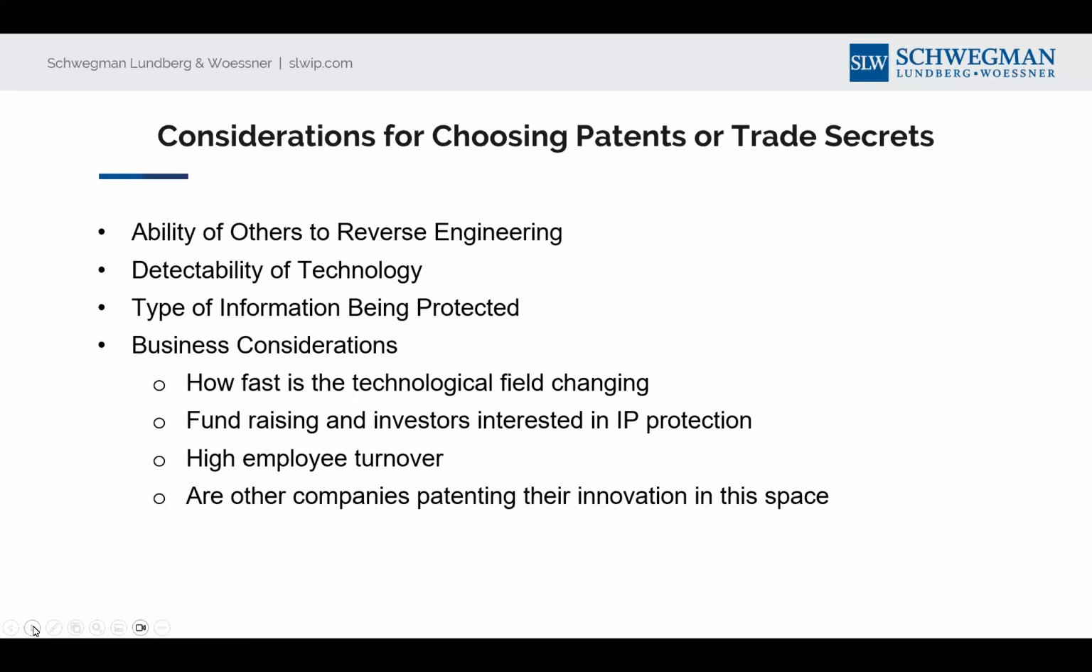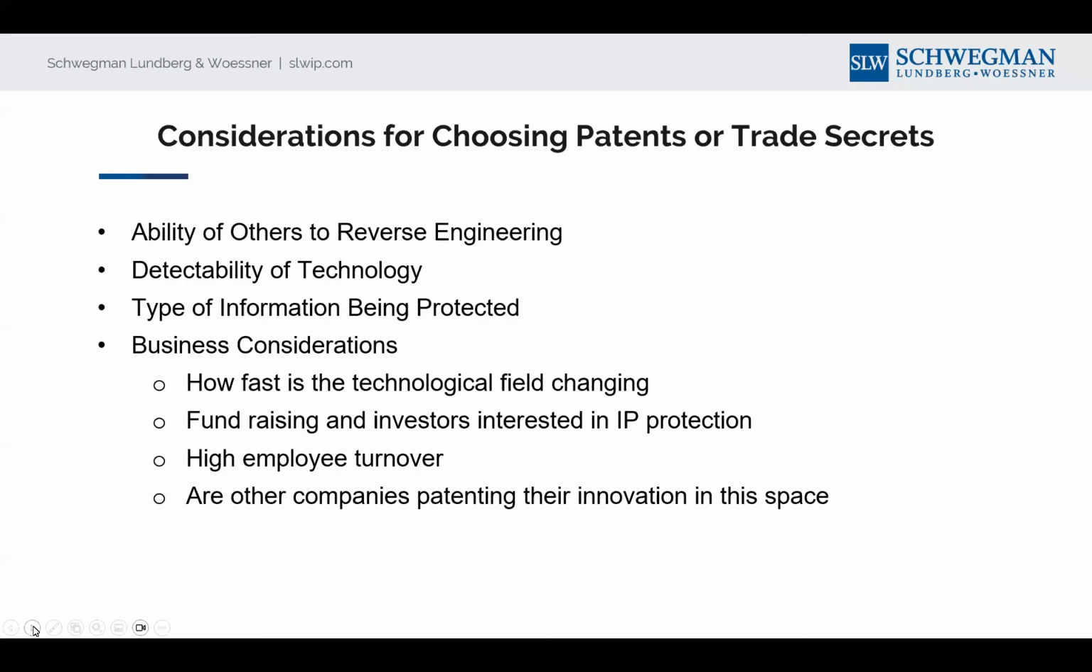Sometimes in industries where there's high employee turnover, knowledge just kind of moves from place to place, and it can be hard to show that there's some kind of misappropriation of the trade secret if that's the case. And so that sometimes can lend itself a little bit more towards patenting technology rather than trade secret.